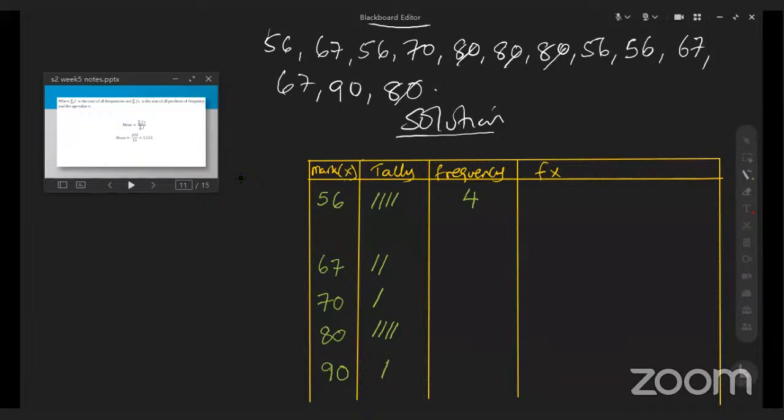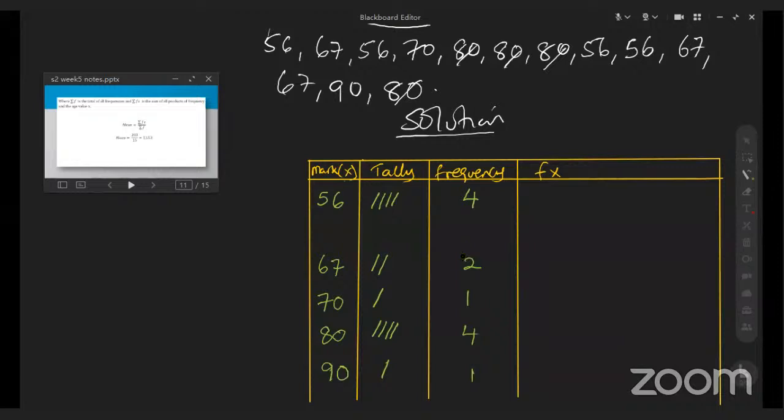Farida? Sixty-seven appears two times. 70. How about 70? One. Then 80. 80 appears four times. Then 90. 90 appears once. Okay, thank you. So this is how we are generating our frequency.